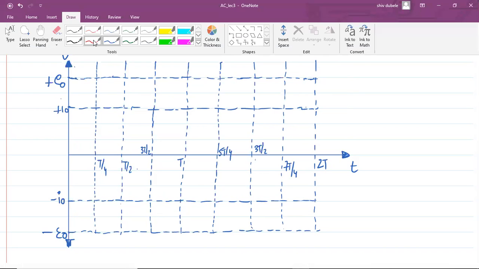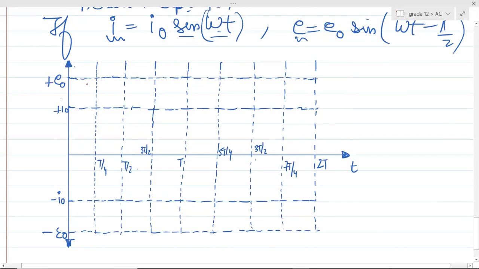Let me draw the EMF. Do you remember, guys, what was the equation for EMF? E was equal to E naught sine omega t, right? So I'll draw the graph for sine omega t. So 2 times 3t by 2 is written.